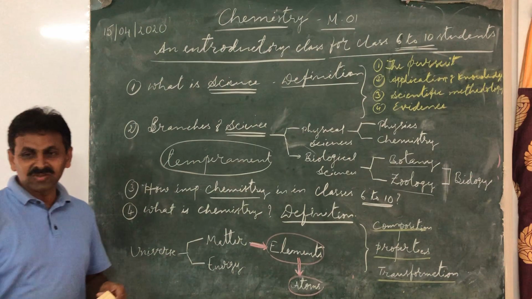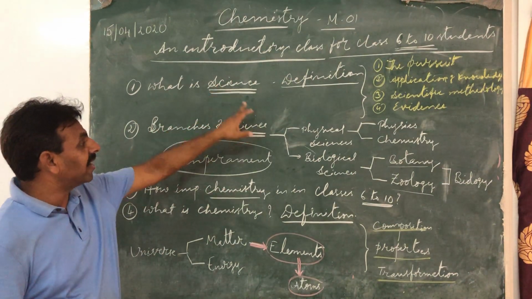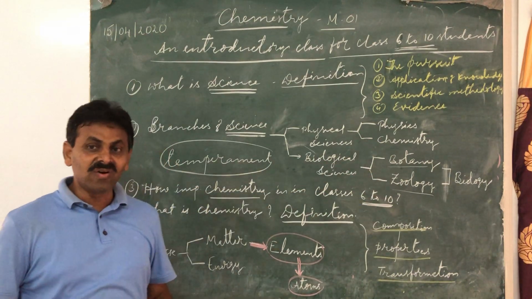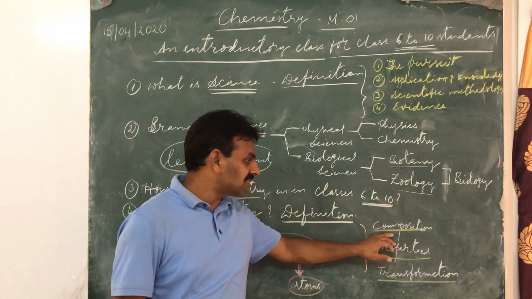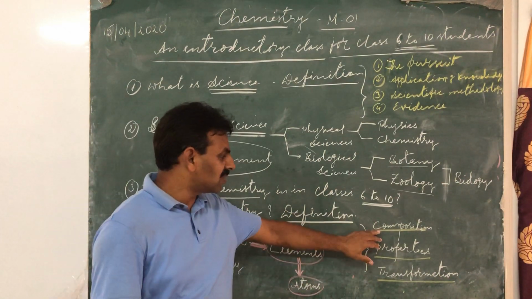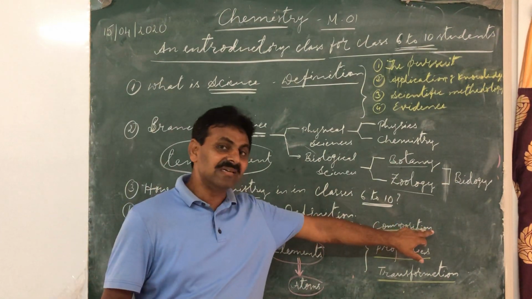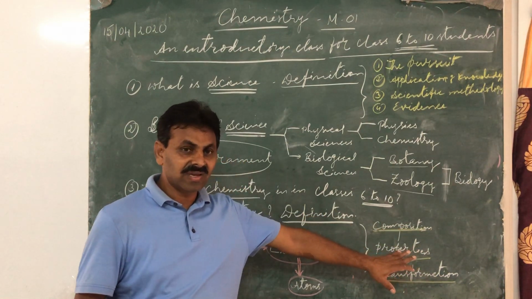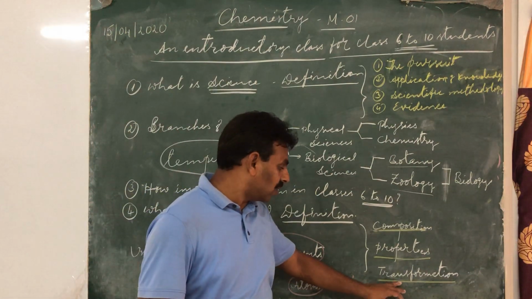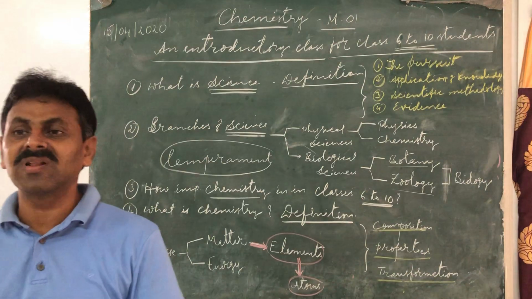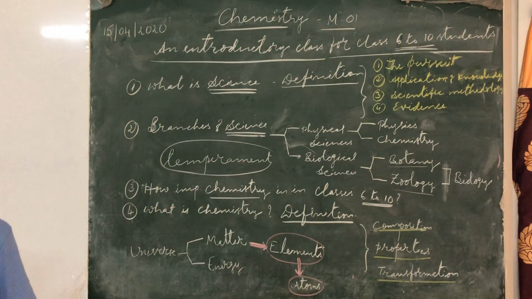So chemistry is obviously the branch of science that deals with the study of composition of what? Substances. Composition and properties of substances, and how they undergo transformation from one form to another. That's all about chemistry.